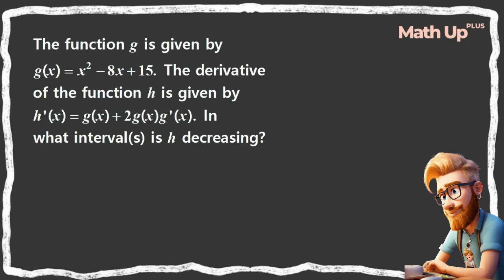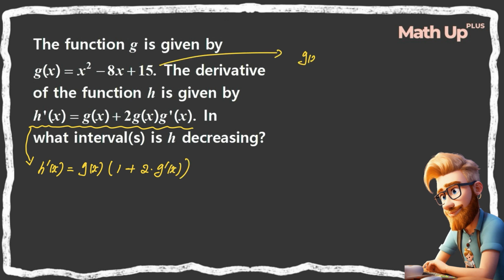Here, the derivative of h is given already. So what we need to do is simplify this and do the first derivative test. So h prime of x is equal to, here we have g of x. So we can factor out g of x, 1 plus 2 times g prime of x. g of x is equal to x squared minus 8x plus 15. And if we factor this trinomial, that's x minus 5 times x minus 3.